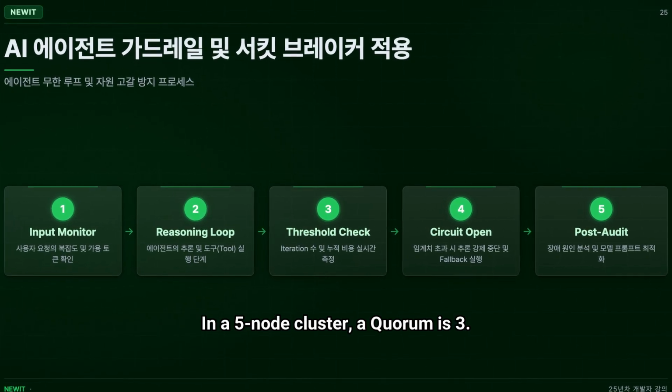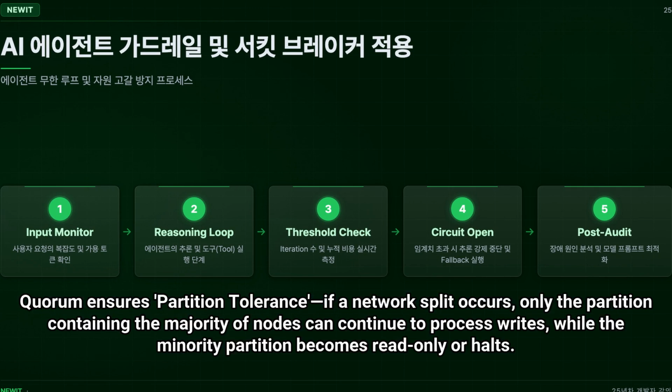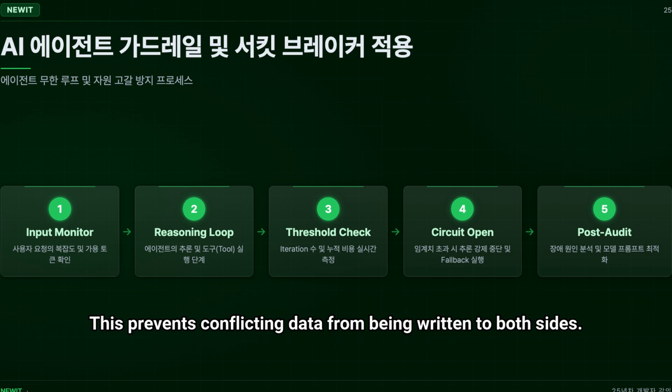In a 5-node cluster, a quorum is 3. This means the system can tolerate the failure of 2 nodes without losing data or availability. Quorum ensures partition tolerance if a network split occurs. Only the partition containing the majority of nodes can continue to process writes, while the minority partition becomes read-only or halts. This prevents conflicting data from being written to both sides.